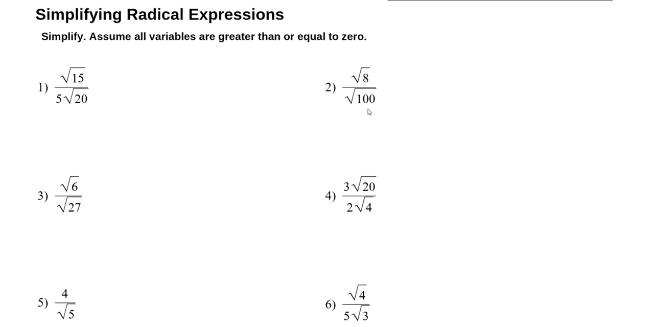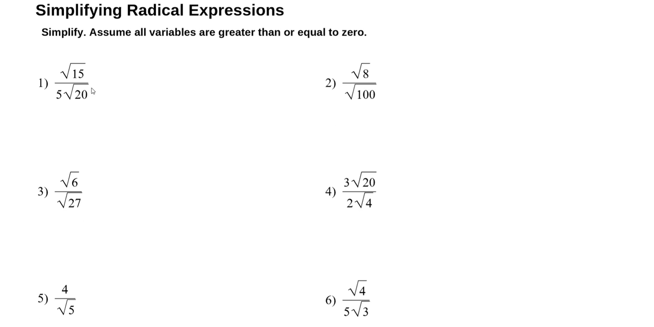So on number one, the first thing I'm looking at here is, can I simplify either of these radical expressions, the square root of 15 or the square root of 20? Now the square root of 15 is 5 times 3. Neither of those are perfect squares. They're both primes. I can't break them down any farther, so I can't break down the square root of 15. The square root of 20, however, is 4 times 5, and 4 is a perfect square. So that can be broken down.